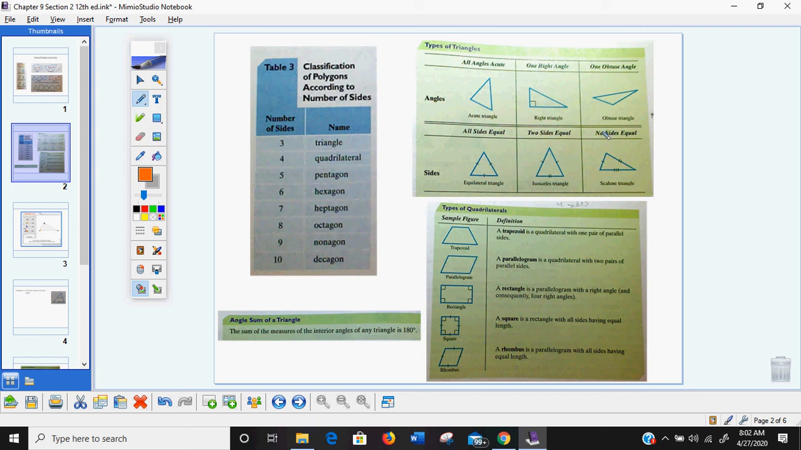We also name triangles by their sides. If all the sides are equal, we call it an equilateral triangle. And by the way, when it's equilateral, it's also equiangular. If 2 sides are equal and the third one is not, we call it an isosceles triangle. If no sides are equal, we call it a scalene triangle. And you need to remember that the sum of all the angles inside a triangle add up to 180. We're going to use that in the next example.